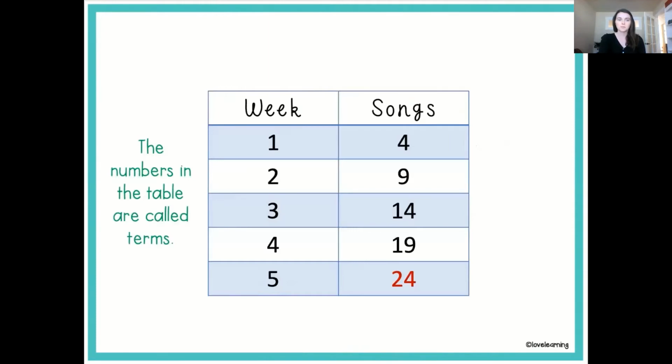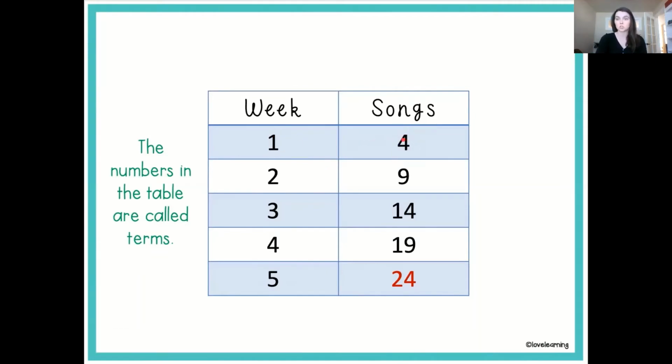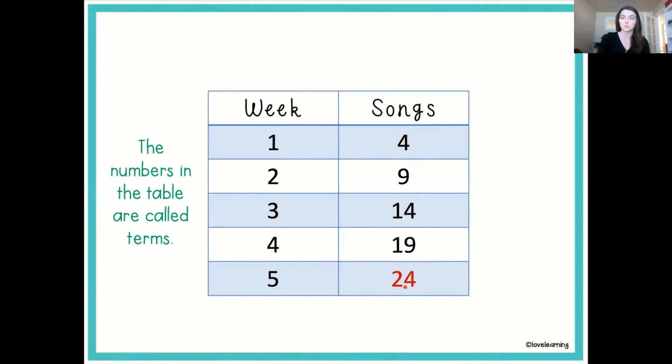So the numbers in this table are called terms. So that means week 1 is a term. That means 4 songs is a term. That means 24 songs is a term. They're all called terms. The terms create a sequence. So the sequence is basically just like when we were doing chronological order, it's the order of events. Week 1, she downloaded 4 songs. Week 2, she downloaded 9 songs, and so on.